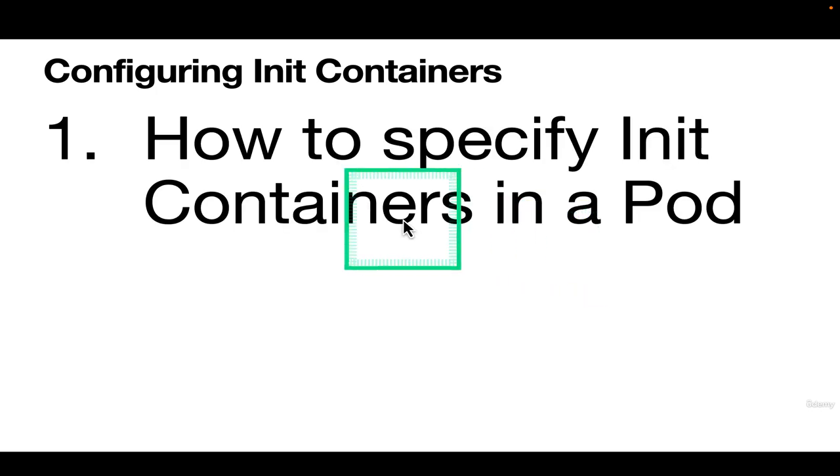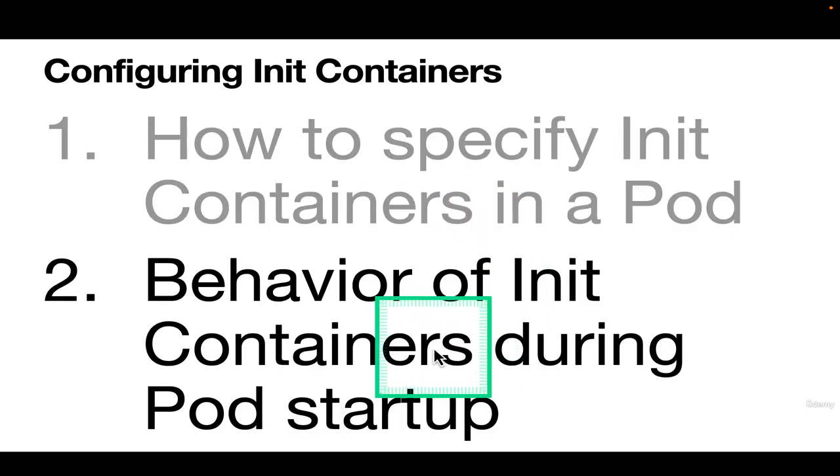Init containers are specified in the pod specification alongside the array of app containers. The init containers field is a JSON array and behaves exactly like the containers field. During pod startup, after the network and volumes are initialized, init containers are started in order. Each must exit before the next is started. If a container fails to start due to the runtime or exits with failure, it is retried according to the pod restart policy.